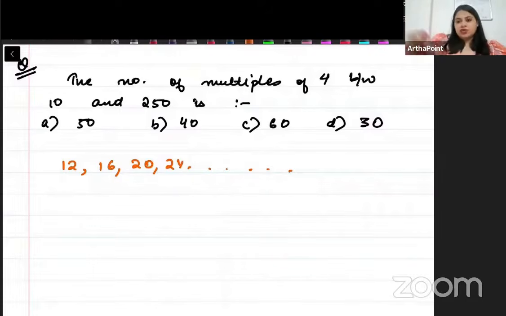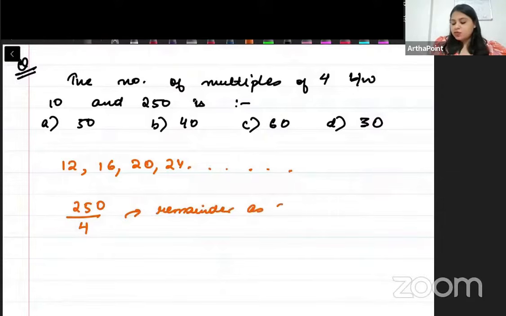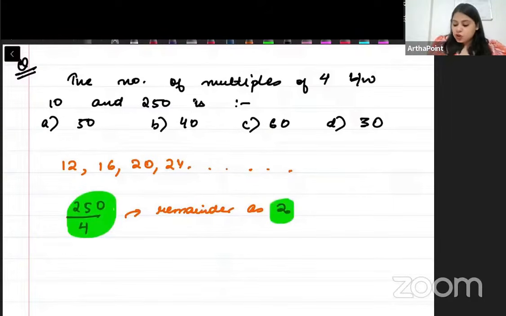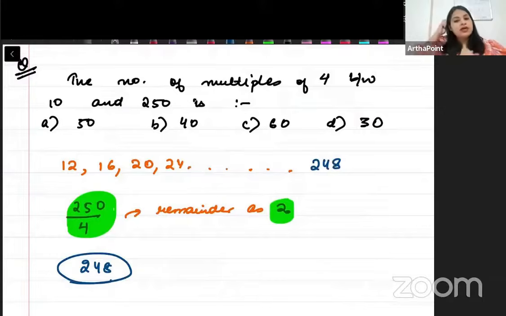First let's think about the last multiple. If I divide 250 by 4, I will get remainder as 2. That means 250 is not completely divisible by 4. It's giving me a gap of 2. So 2 must be subtracted from 250 to get the last number. Are you getting it? When 250 is divided by 4, I'm getting the remainder as 2. So that means 248 should be the last number that is divisible by 4.